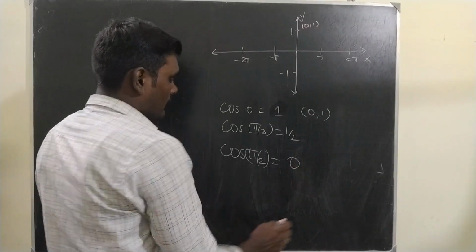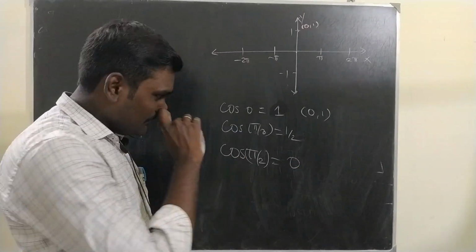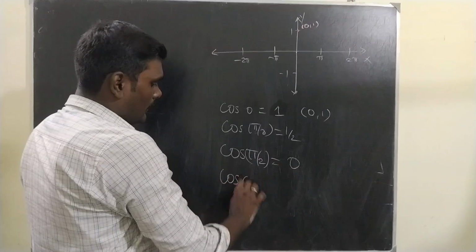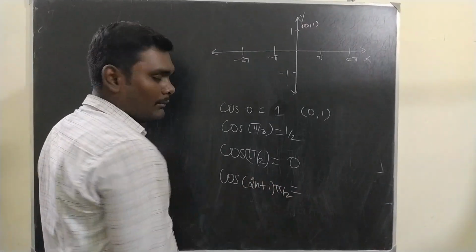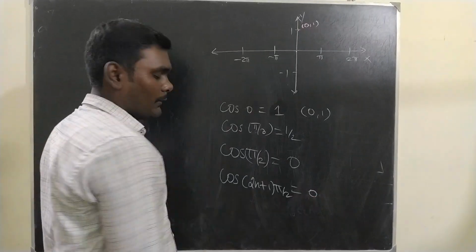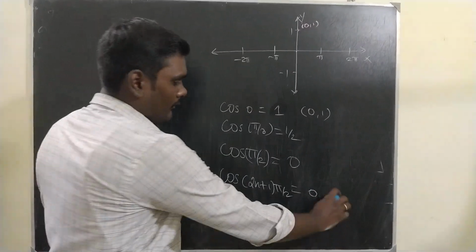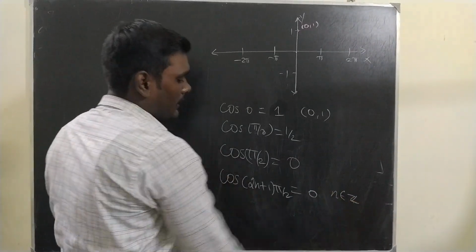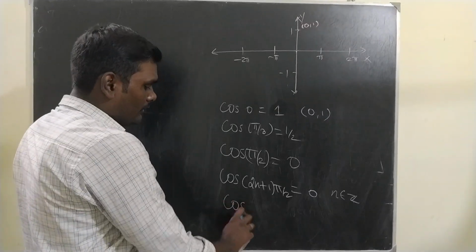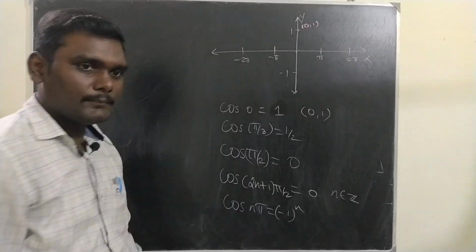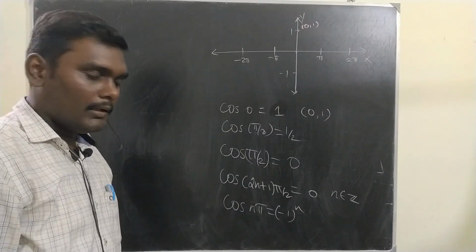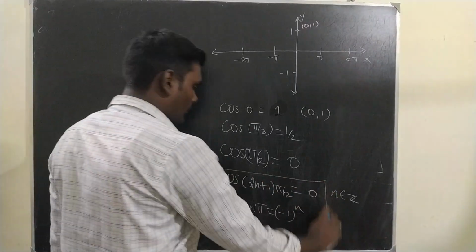See, also you have to know that cos of (2n plus 1) pi by 2, that means odd multiples of pi by 2, are 0, where n is an integer. And also we have cos n pi is equal to (minus 1) power n. These two are important formulas. Note this down.